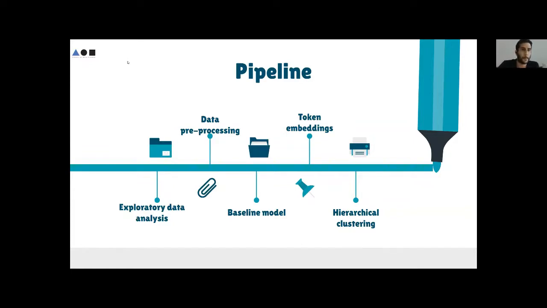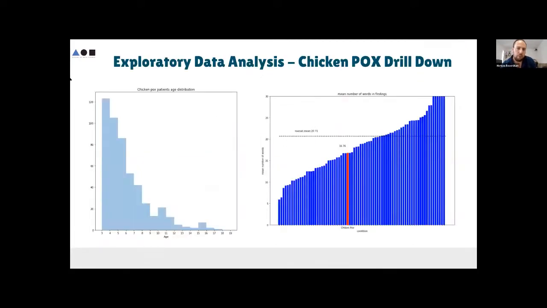Hernan? Thanks, Michael. As Michael explained to everybody, we want to try and define concepts, as complicated as it might sound. So let's go ahead and see what we did. We started with an EDA, an exploratory data analysis. We wanted to drill down on a certain condition, and we chose chickenpox because Michael confided with me that he never had it and he was curious.